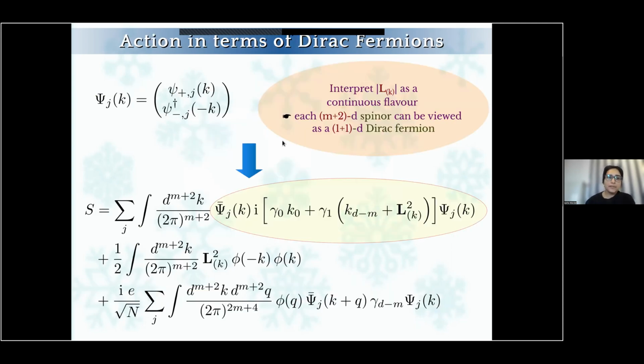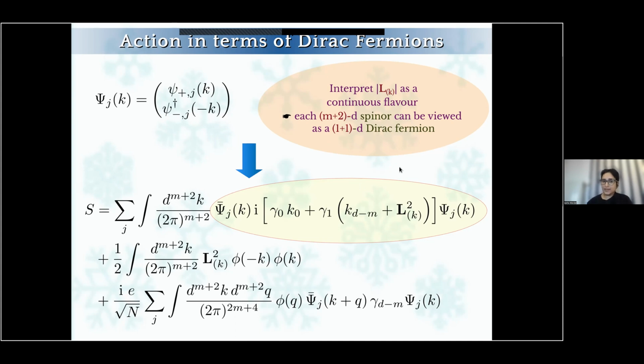So now we will rewrite the action that I just showed you in terms of this two component spinor, which is indicated by capital psi j. And these components are psi plus and psi minus dagger. So we just rewrite the action in terms of this two component spinor. And now it takes this form. Now gamma 0, gamma 1 are just Pauli matrices. Now if we interpret the L of k as a continuous flavor here, then each of these original m plus 2d spinor can be viewed as if it were a 1 plus 1d Dirac fermion.